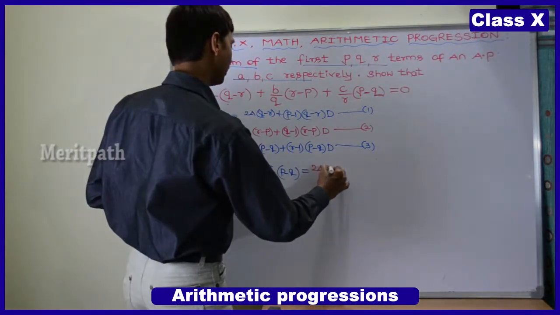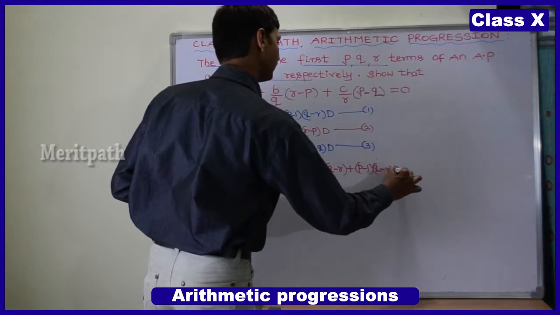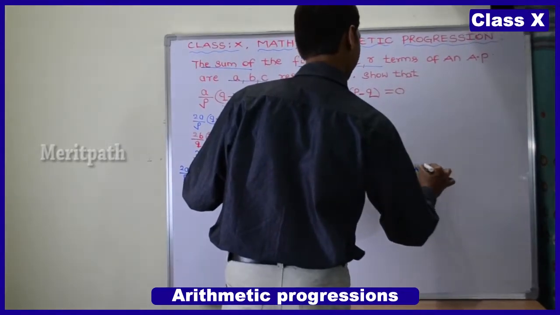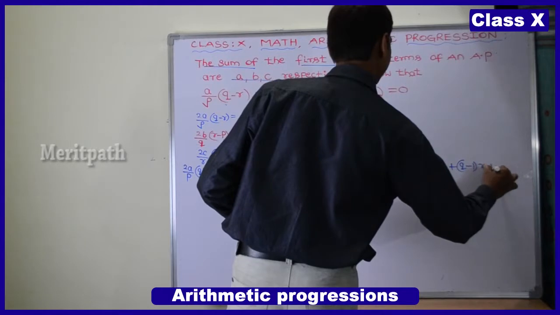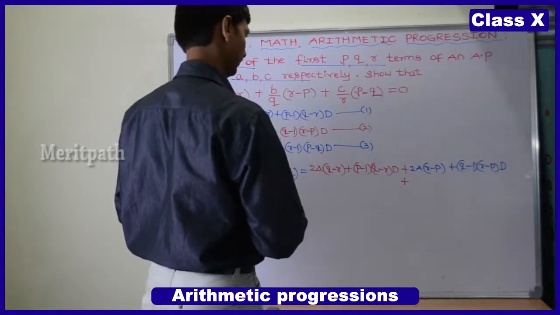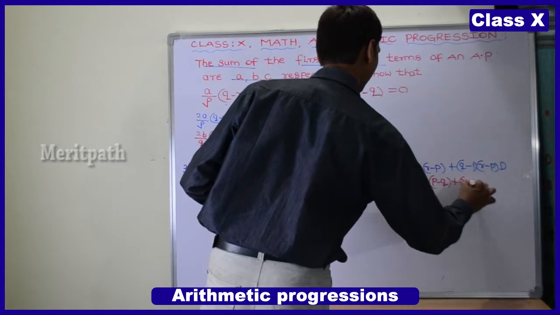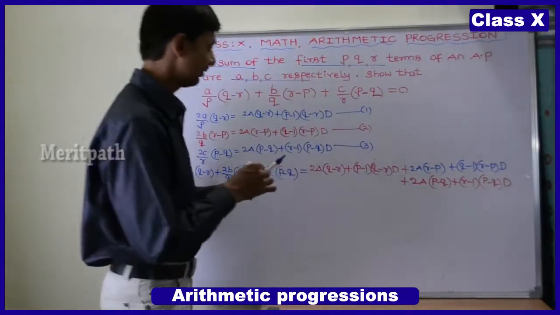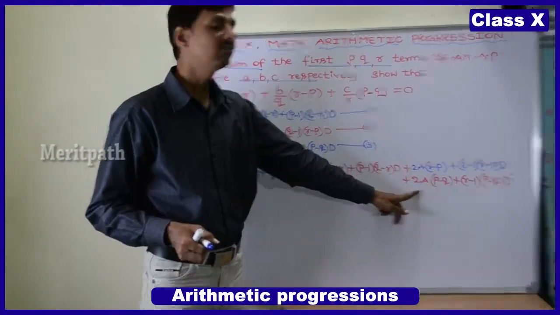Then we will be getting 2a into (q minus r) plus (p minus 1) into (q minus r) into capital D, plus 2a into (r minus p) plus (q minus 1) into (r minus p) into capital D, plus 2a into (p minus q) plus (r minus 1) into (p minus q) into capital D. We have added the left hand side of the equation, we got these three terms, and we have added the right hand side of the equations, we got all these.